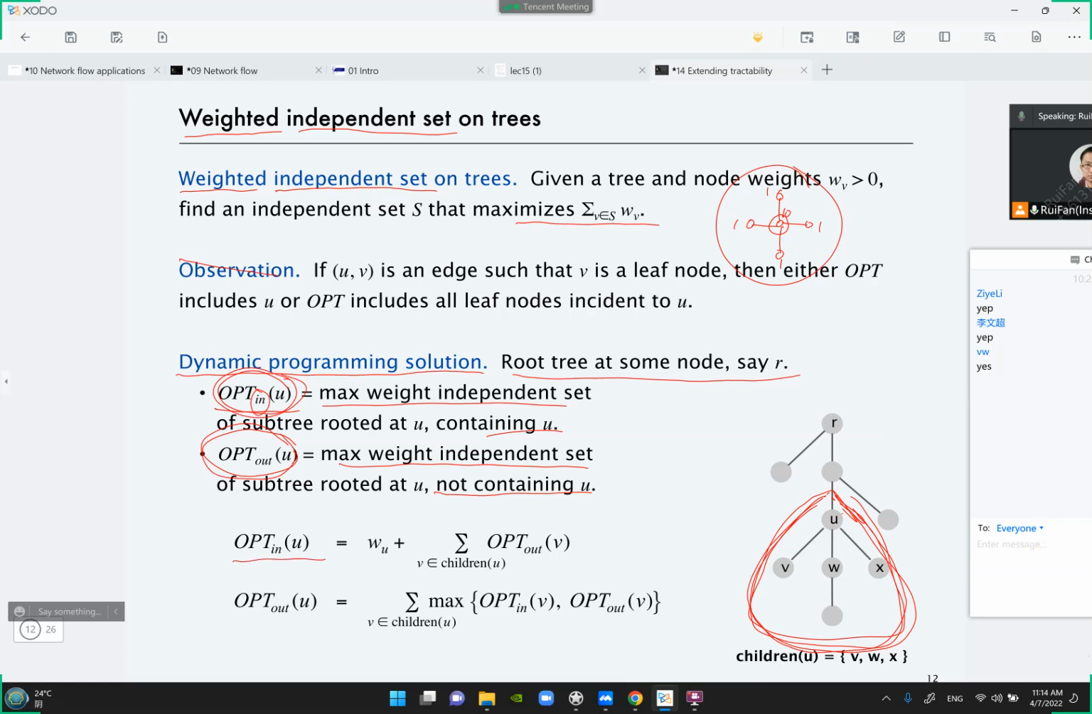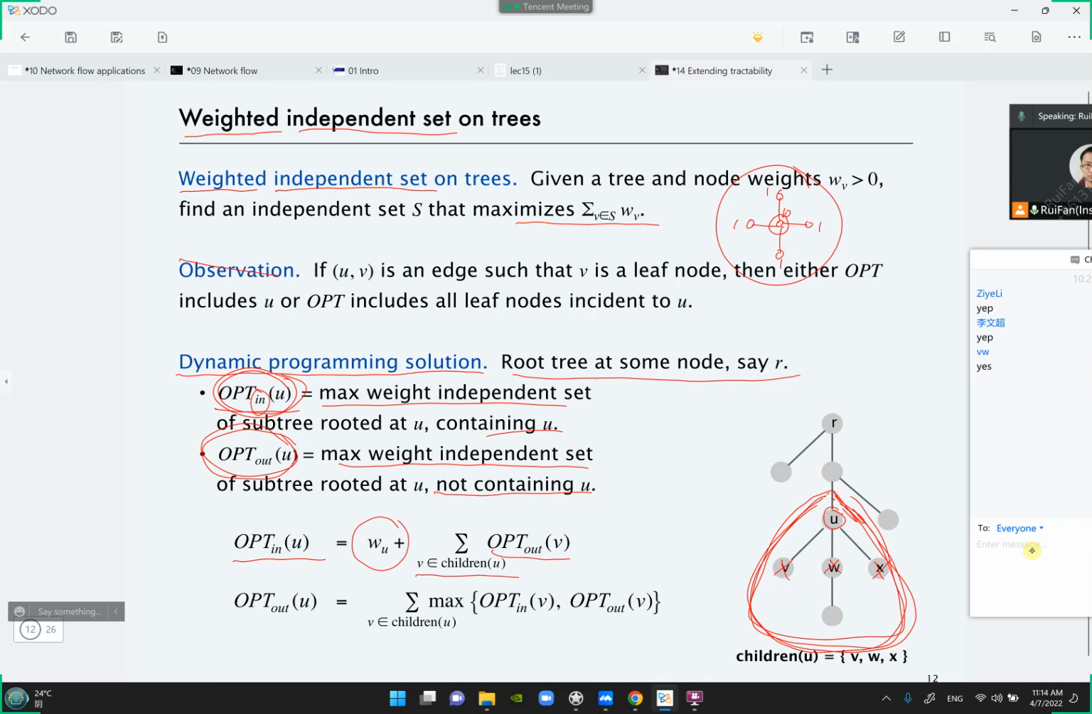So the first one is where you do choose to include u. Now, if we include u, then automatically we get the weight from u as part of our solution. And furthermore, we know that once you include u, you cannot include its children. Therefore, for all of the children of u, none of these children can be included.